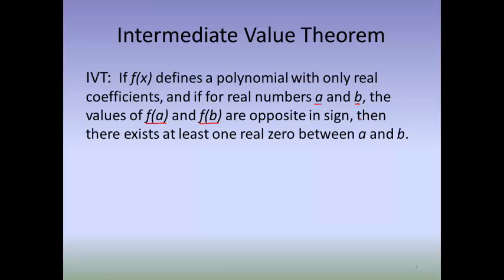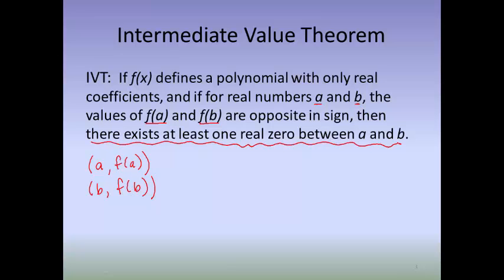So let's stop right there. We're going to be talking about a, which is an x value, and f of a, which is a y value. Then we also have b and f of b. So we have an x that gives us a y, and another x that gives us a different y. If these are opposite in sign, a and b can be whatever they need to be. It's the y values that are going to tell us something very important: whether there exists a real zero between the x's.